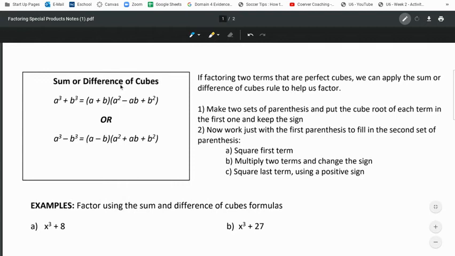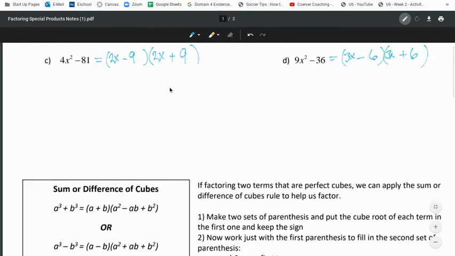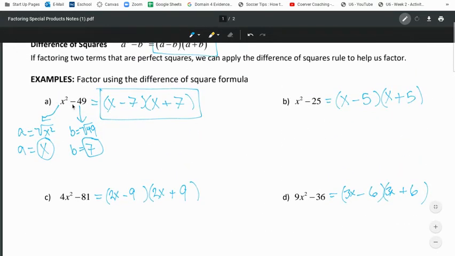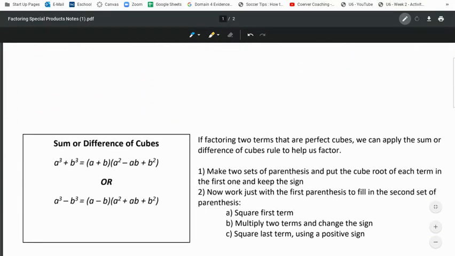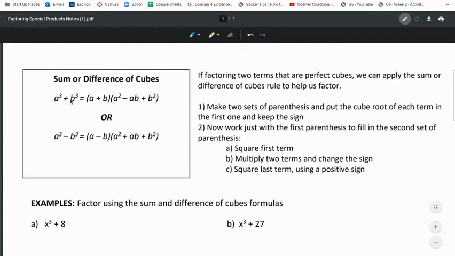Sum or difference of cubes now. The difference of squares only works with subtraction. Now we're going to have a cube, and this works with both addition and subtraction. So again we have a formula, actually two different formulas. You don't have to memorize these. These would be provided for you.